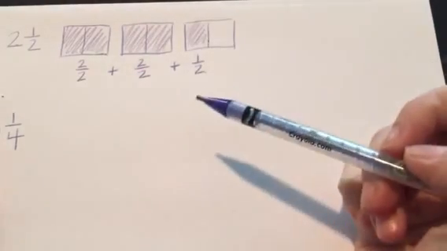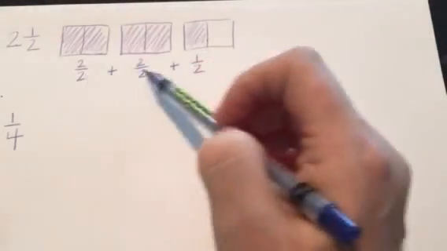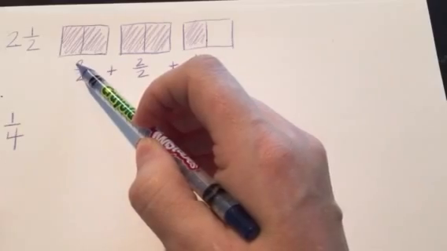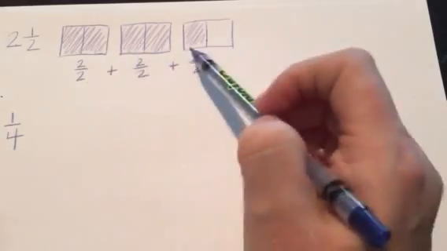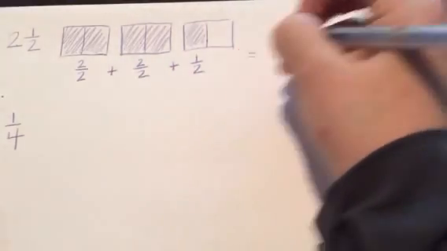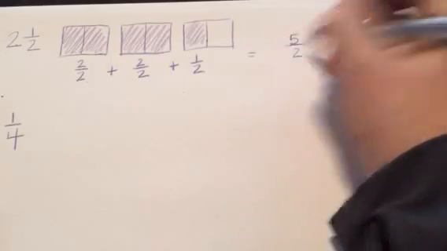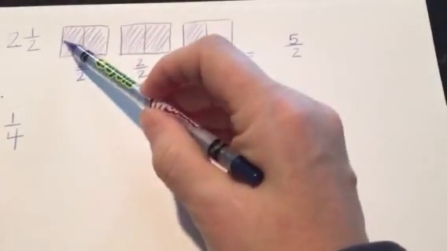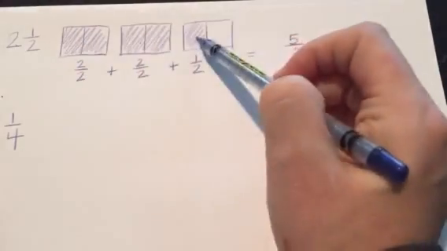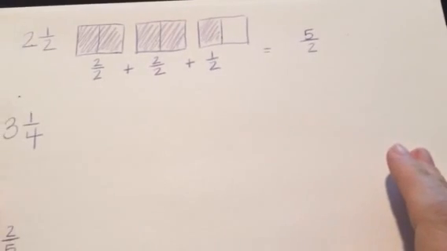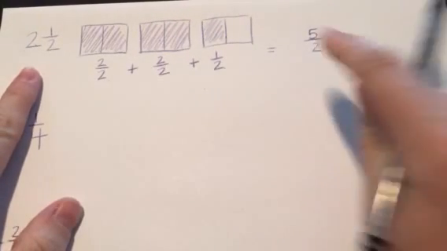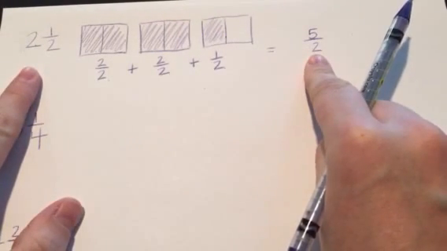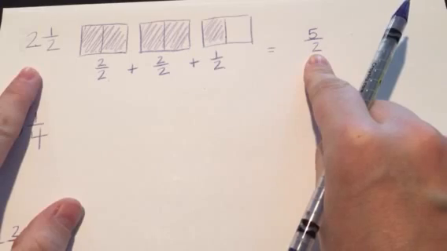And we can use our knowledge of adding fractions that we have from last year. Our denominators are the same. So if we add our numerators 2 plus 2 plus 1, we end up with 5 halves. And again, we can easily count and see that there are 1, 2, 3, 4, 5 halves. So 2 1/2 is the mixed number, and that is the same as 5 halves written as an improper fraction.